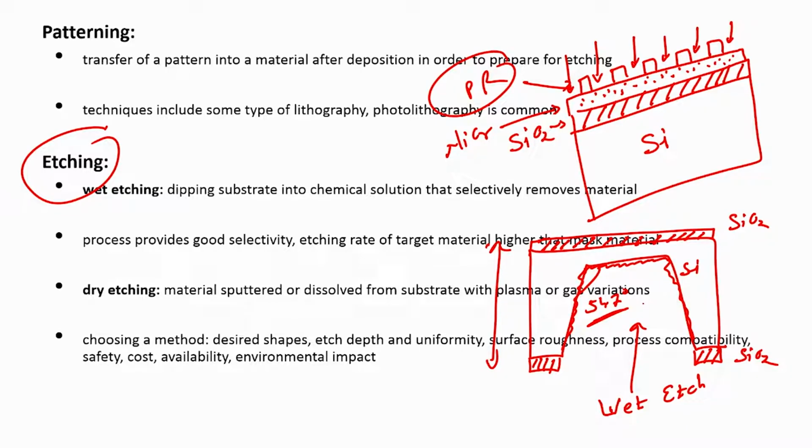If I use wet etching, is it faster than dry etching? It is less costly than dry etching. But what about surface roughness? Will surface roughness be better in dry or in wet? So, all these parameters we have to understand.